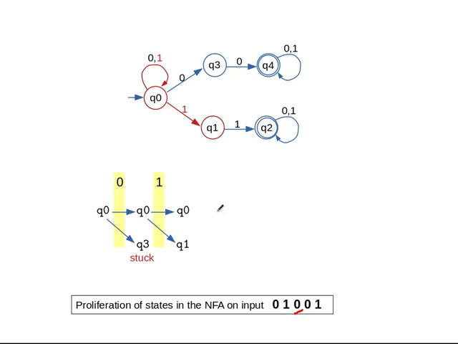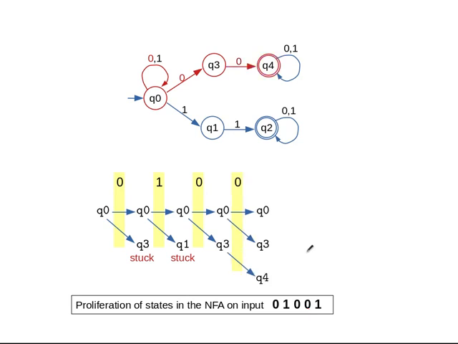Again from here you see that there are two possibilities, Q0 and Q3, like this. But if you are in Q1, from Q1 there is no way to process this 0, right? From here there is no transition on 0. So here you will get stuck, and then the next input symbol is 0.